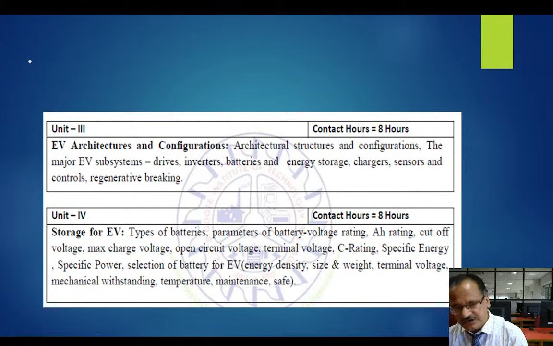We have a newly built lab in the department, on the ground floor. Students can visit the lab whenever they have a doubt or whenever they need to explore.